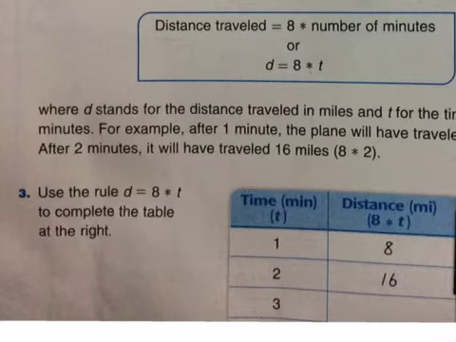So now let's go ahead and move down to number 3, where we have to fill out the chart. Here we have 1 minute is 8 miles, right? 2 minutes will be 16 miles. How many miles will they travel in 3 minutes? Well, you continue the pattern. 1 is 8, 2 is 16, 3 would be 24, and so on.